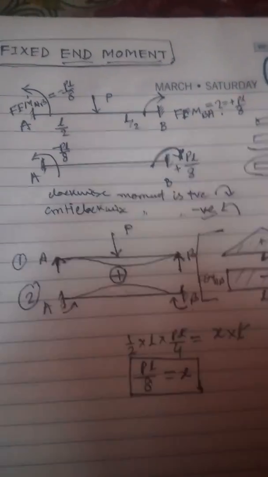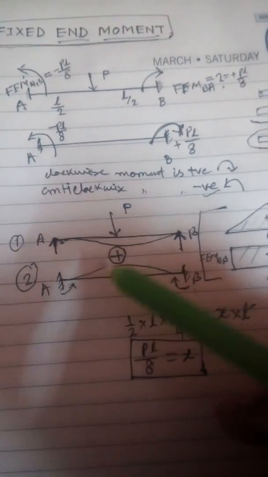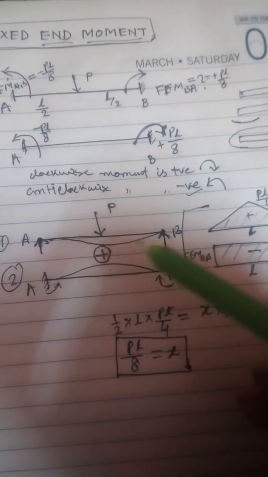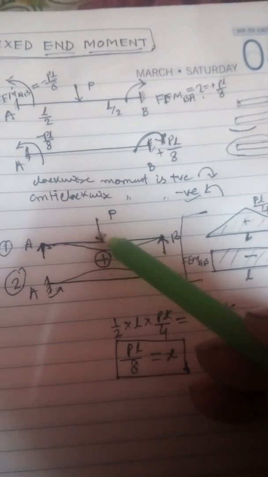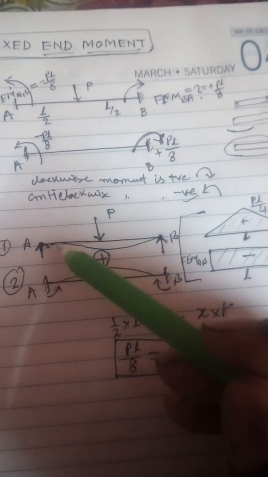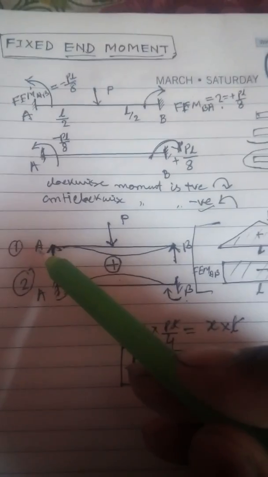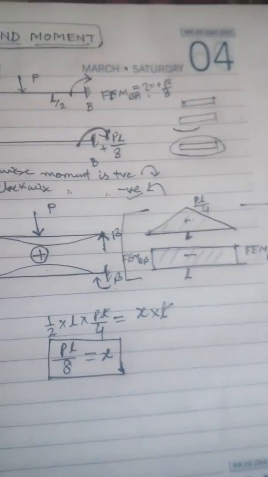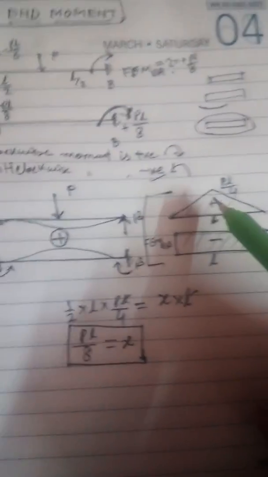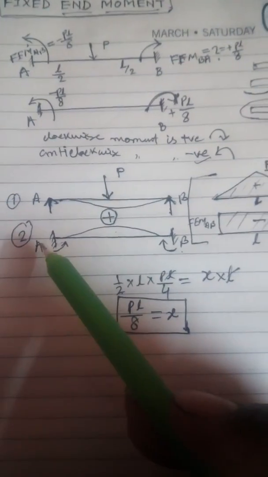First of all, I split this beam into two parts, part 1 and part 2. Part 1 is a simply supported beam having a point load at mid span, which produces a sagging moment. The beam will bend in this way, so the bending moment diagram for part 1 will be triangular, and its value is PL by 4. For part 2, the bending moment diagram will be rectangular, and this value is the fixed end moment.